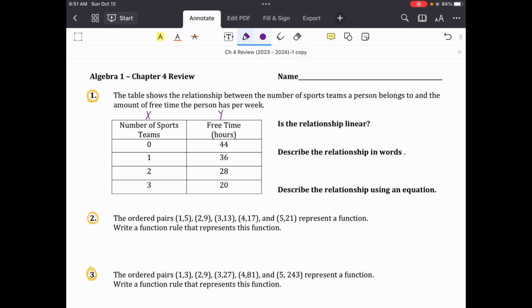We see that the domain values are going up by 1, and as those domain values go up by 1, we then look at the pattern for the y's. To go from 44 to 36, they're subtracting 8. Then they subtract 8 again to go from 36 to 28. And they subtract 8 one more time to go from 28 to 20. This is a constant subtraction pattern, and since it's constant subtraction, it is linear.